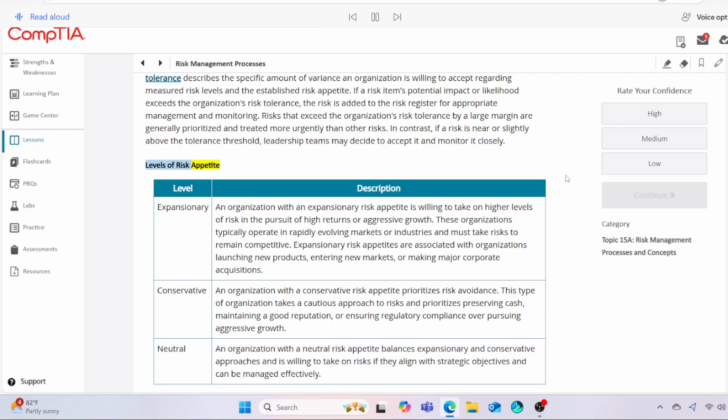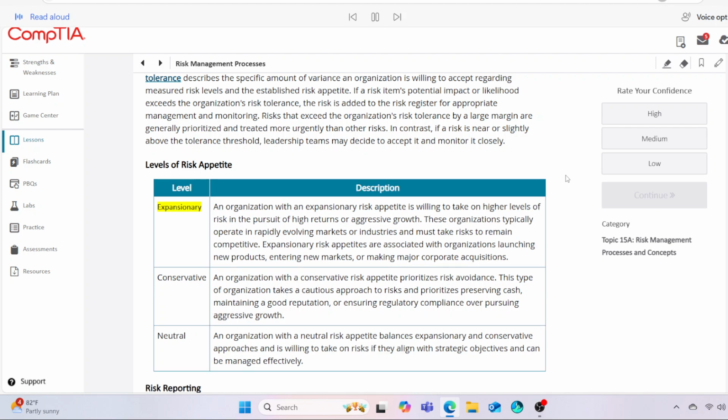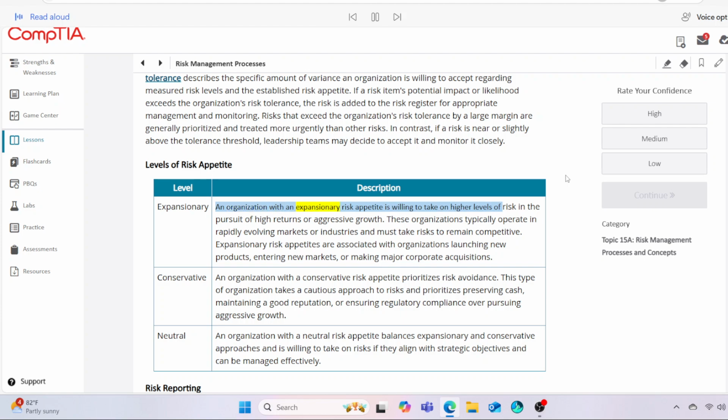Levels of risk appetite. Level. Description. Expansionary. An organization with an expansionary risk appetite is willing to take on higher levels of risk in the pursuit of high returns or aggressive growth. These organizations typically operate in rapidly evolving markets or industries and must take risks to remain competitive. Expansionary risk appetites are associated with organizations launching new products, entering new markets, or making major corporate acquisitions.